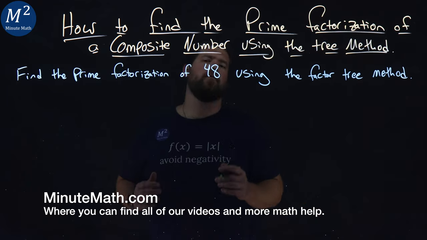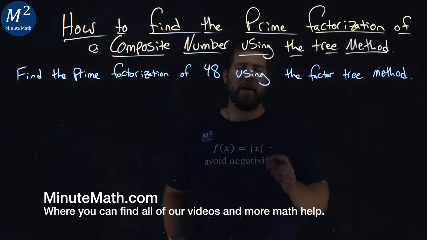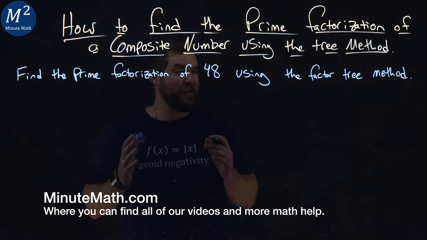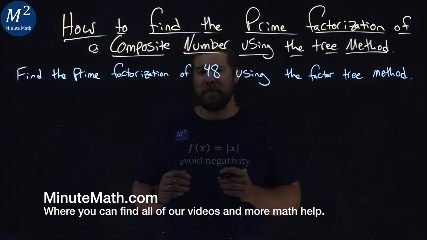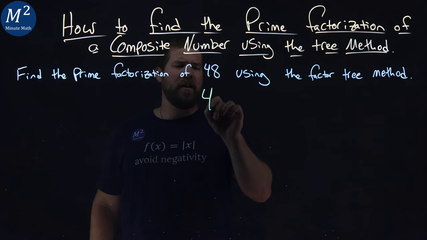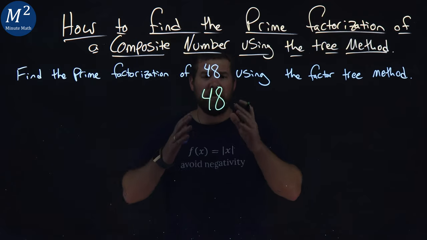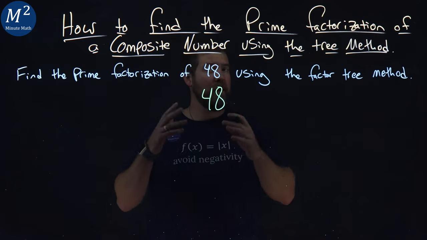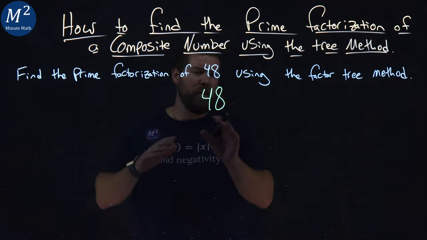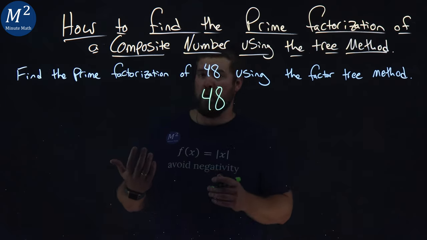We're given the number 48. It's a composite number, and we want to find the prime factorization of it using the factor tree method. We start by just writing the number 48. And as you can see, trees have branches. We're going to create branches. We try to see if we can break down what multiplies to be 48.